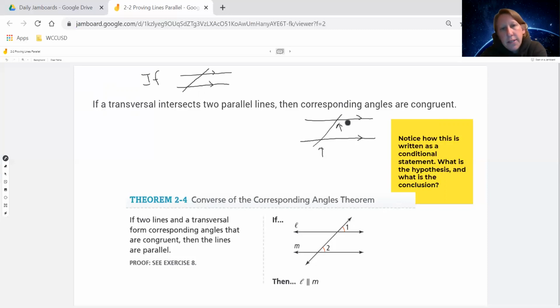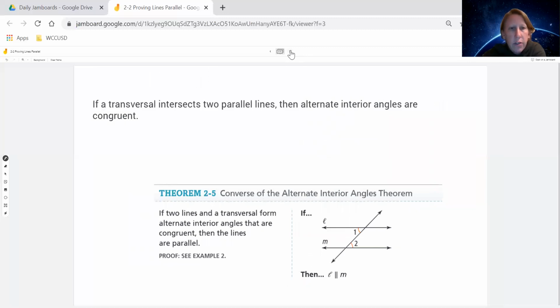What we do in this section is we flip it. Okay, we take the converse. So instead of if the lines are parallel, then we know the angles are congruent, we switch it. So now we're going to say if those corresponding angles are congruent, then we can say that the lines are parallel. So that's how this works. So if the corresponding angles are congruent, then the lines are parallel. Converse is where you switch the hypothesis and the conclusion. All right, let's look at the next one.